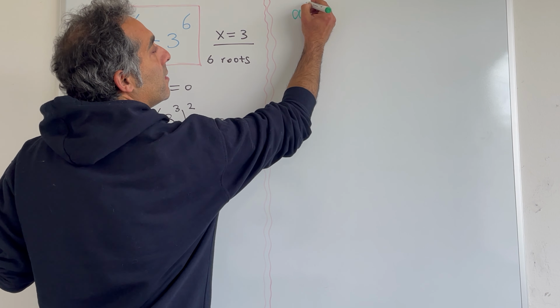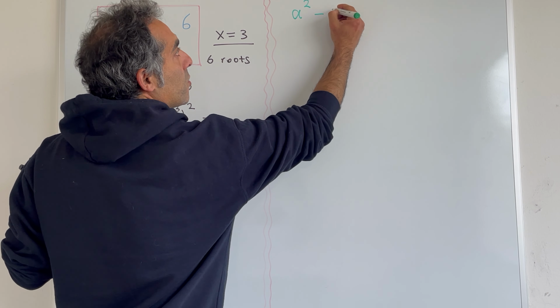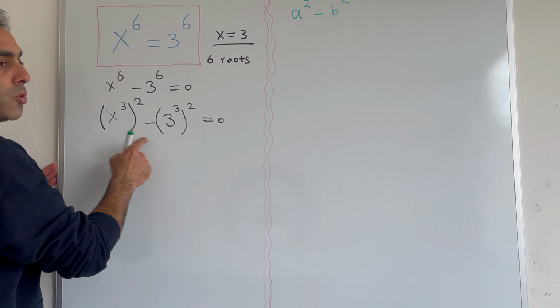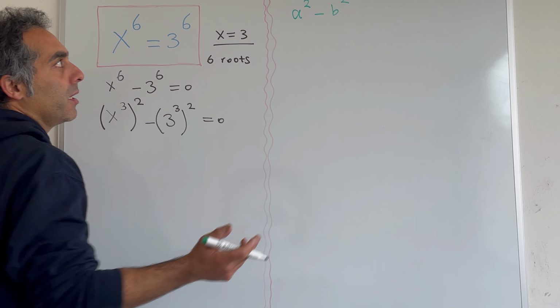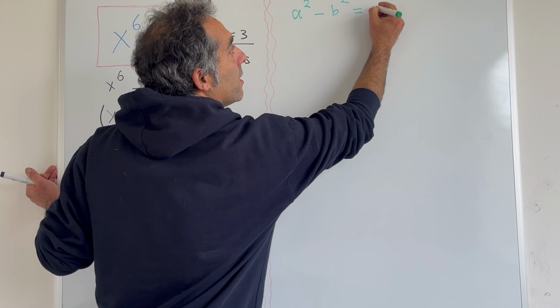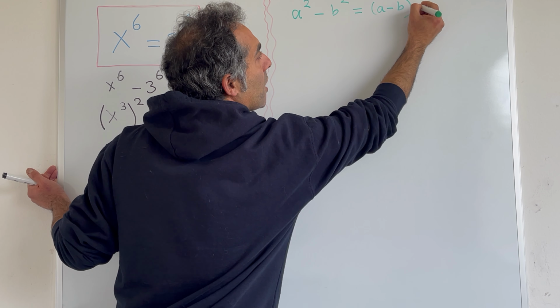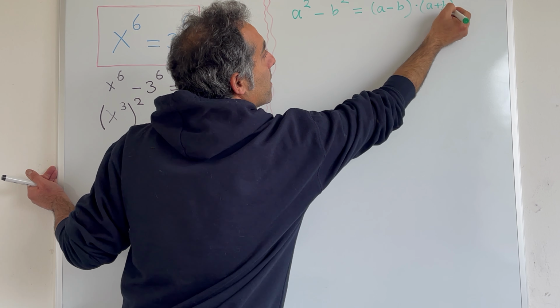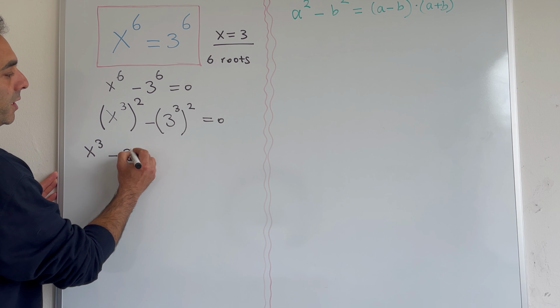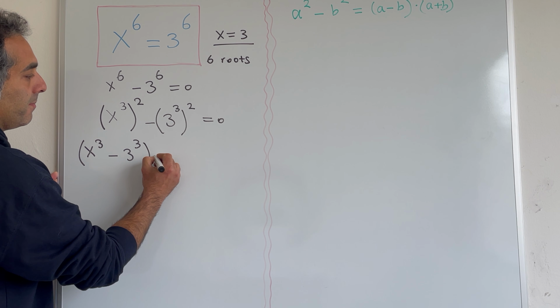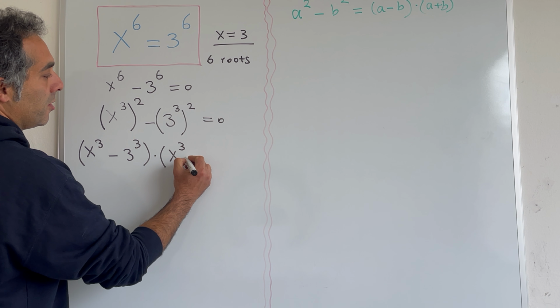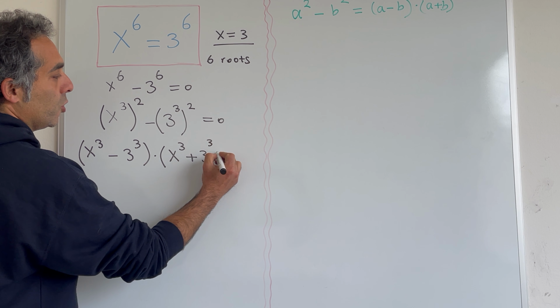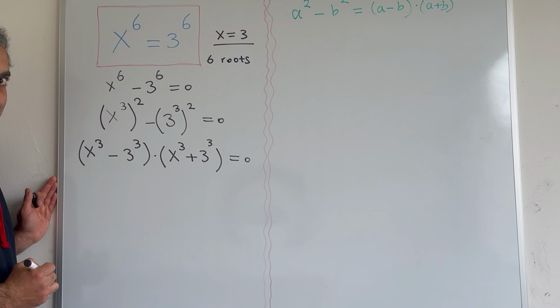But in this form, maybe you can remember properties of mathematical relations. I write it here to remember it. A squared minus b squared, two numbers, variables, anything. A squared minus b squared is a minus b times a plus b. So I can use this relation here. So x cubed minus 3 cubed, the first term, times x cubed plus 3 cubed equals 0.